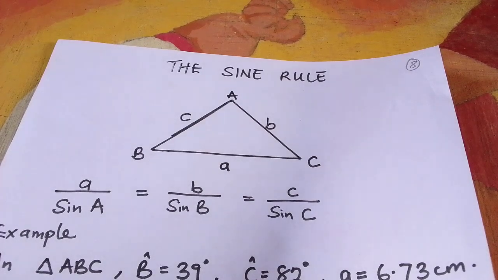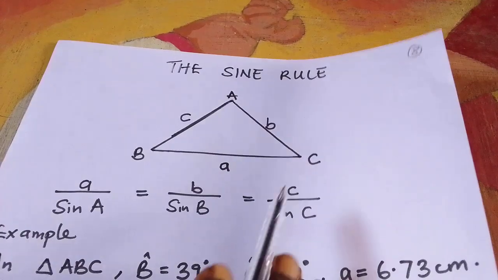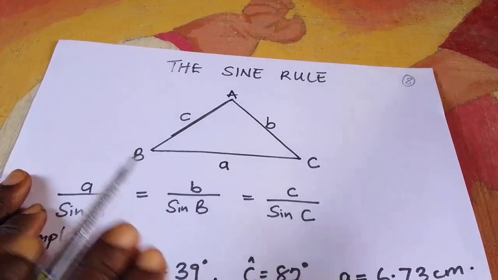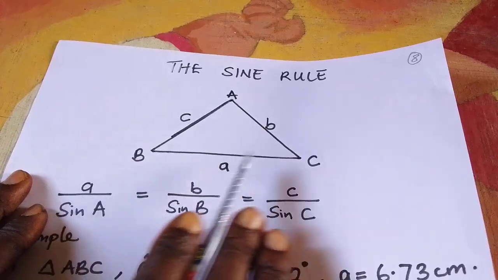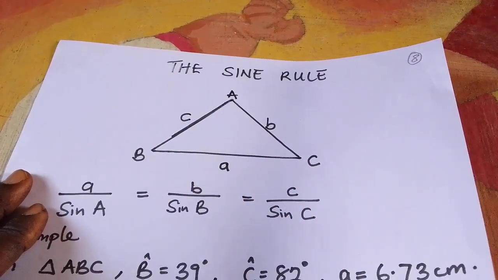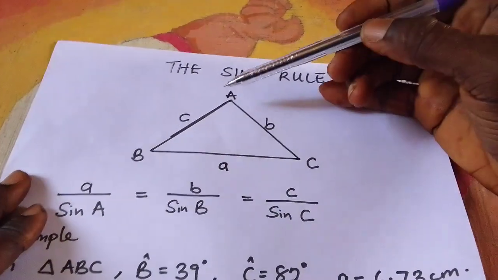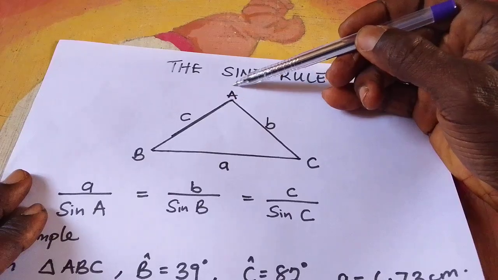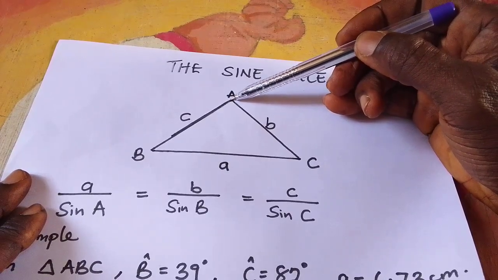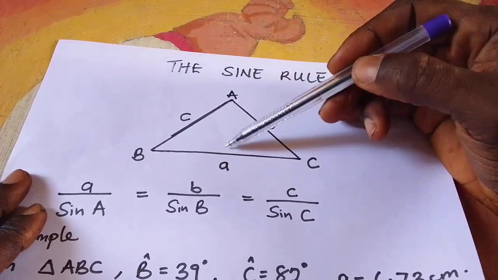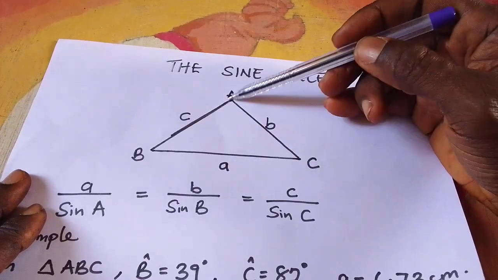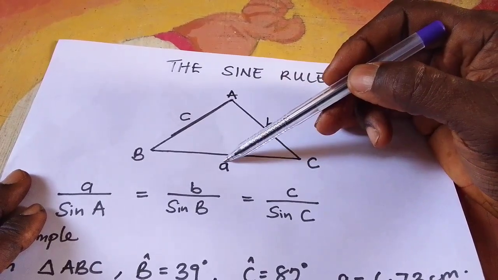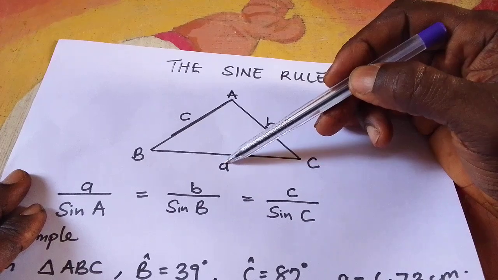Hello students, today we are looking at the sine rule. If you have a triangle ABC, to name this triangle, if this is angle A, the side facing this angle is small letter A. So the side facing it, that's this small letter A.